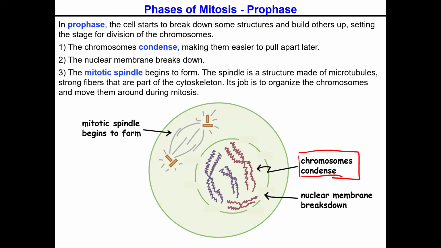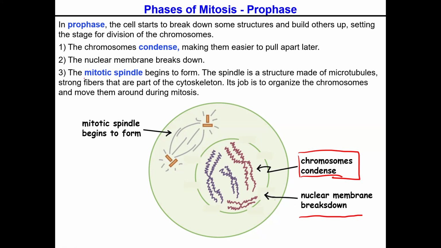The next thing is the nuclear membrane is going to start to break down. Now, this is important because the nucleus is all about keeping the DNA inside itself. So we need to break that down in order to separate out those DNA pieces so we can go through cell division. Because again, our end goal is going from one cell to two identical cells. And we're going to divide that out in order to achieve that.